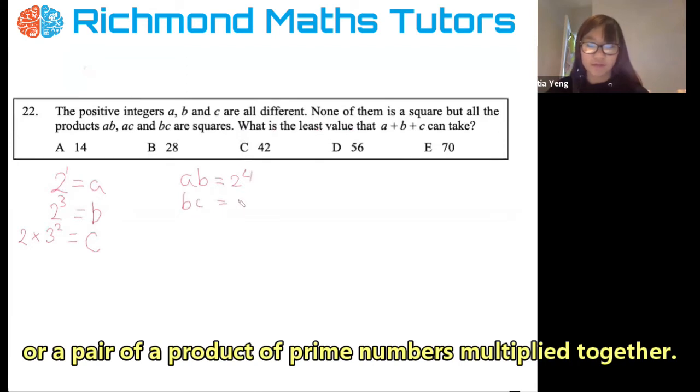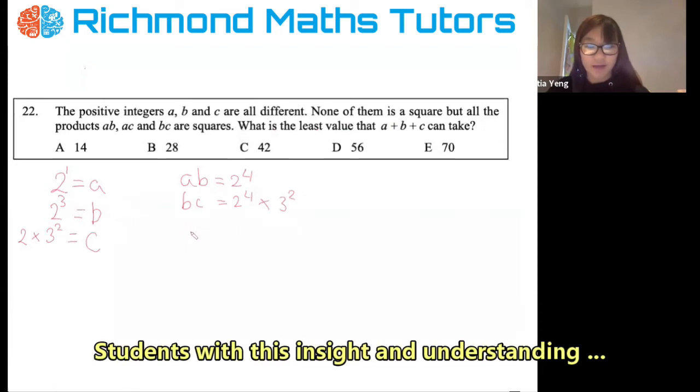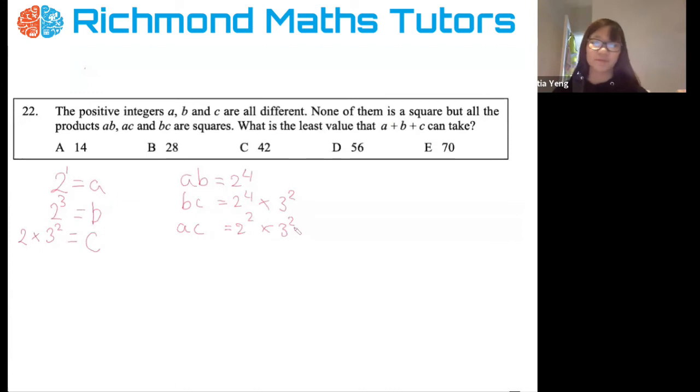BC equals 2 to the power of 4 multiplied by 3 squared, and AC, which is 2 squared times 3 squared. And these are all square numbers.